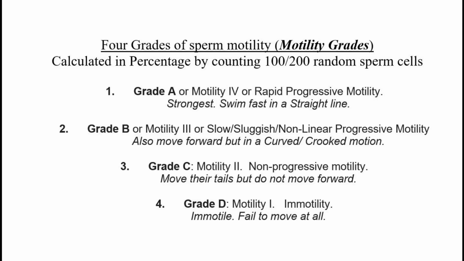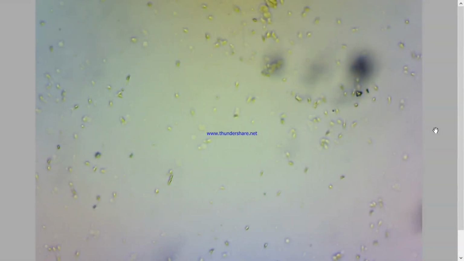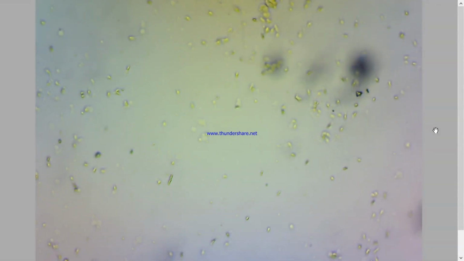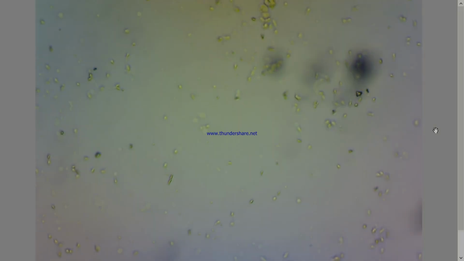The immotile sperms may either be dead or alive, which will be ascertained in the next test, which is known as the sperm viability test. In this video taken through the microscope, you can see sperm cells exhibiting different motility grades. Observe the individual sperms followed by the cursor.